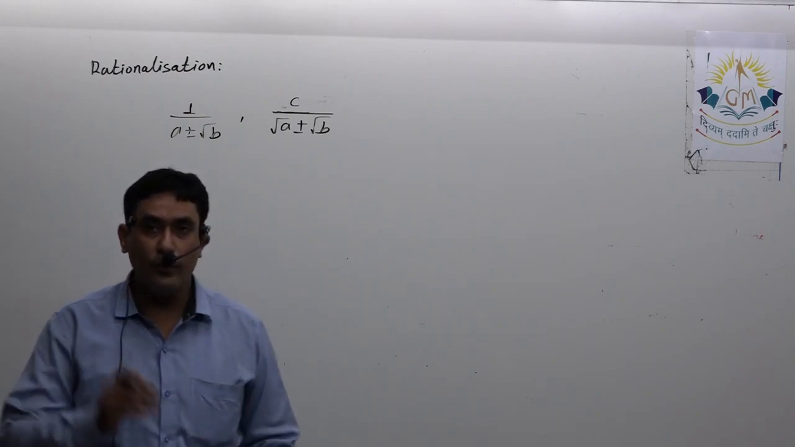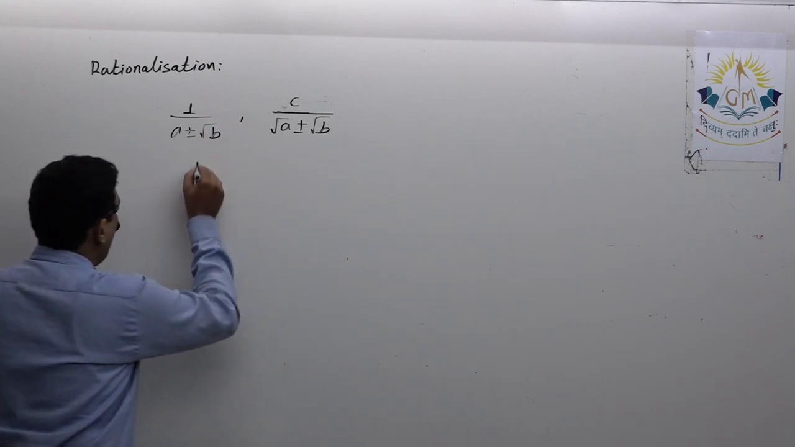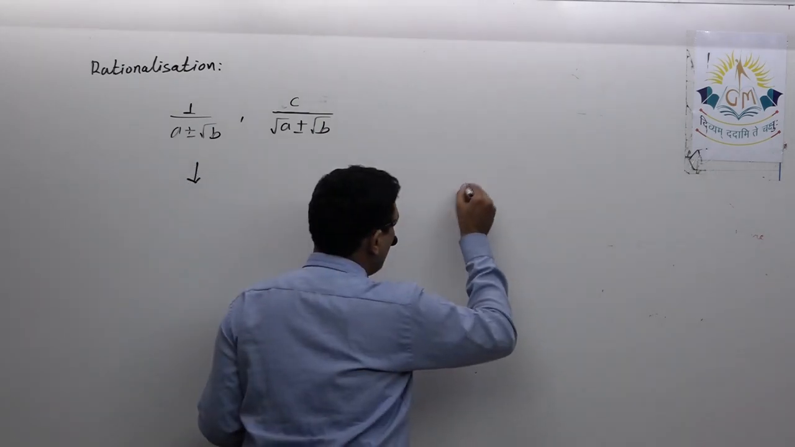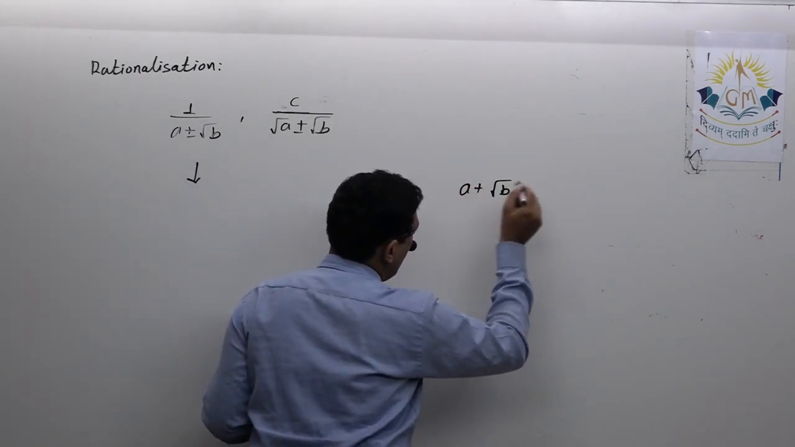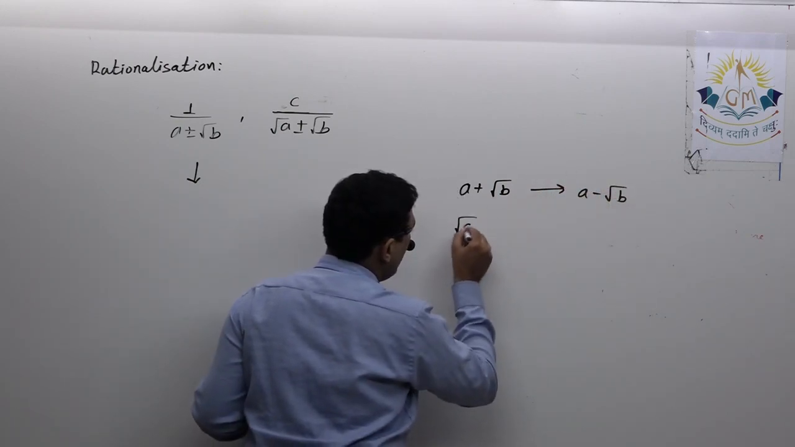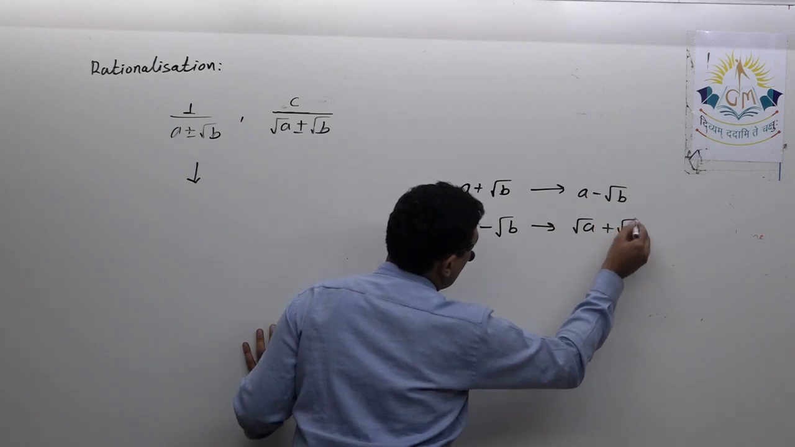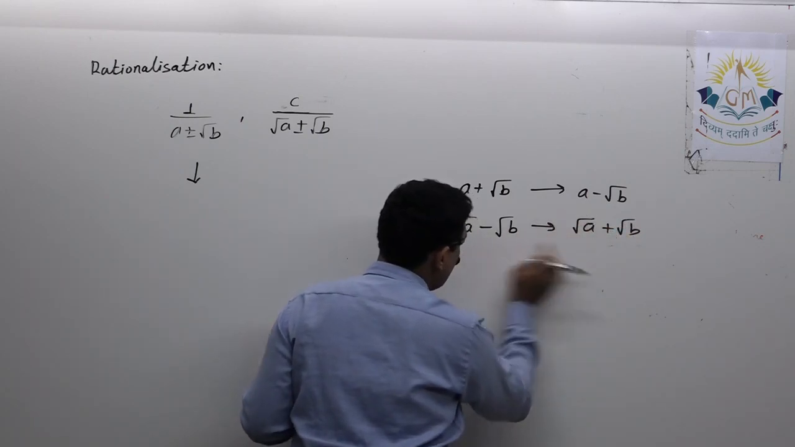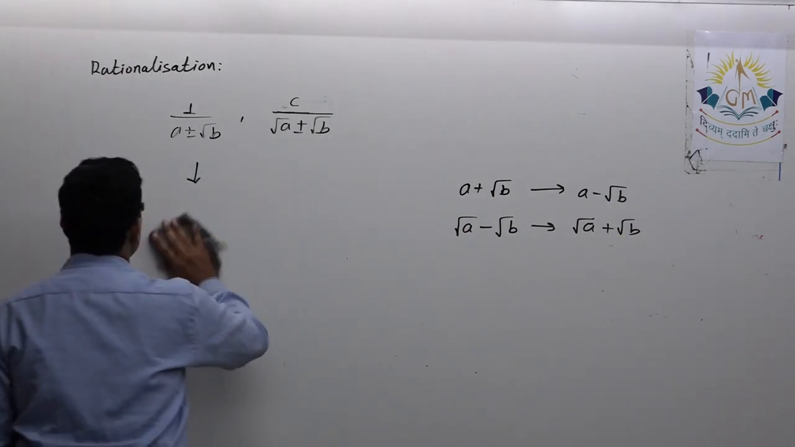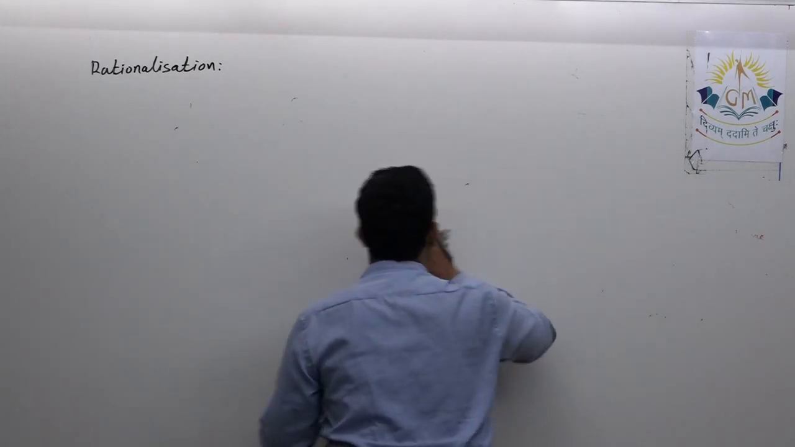Then, to make it rational, we multiply the numerator and denominator by the conjugate of the denominator. Now what is the conjugate of the denominator? If the denominator is a plus root b, then its conjugate is a minus root b. If the denominator is root a minus root b, then its conjugate is root a plus root b. That means simply by changing the middle sign, we get the conjugate of the given binomial. So rationalization means to rationalize the denominator.